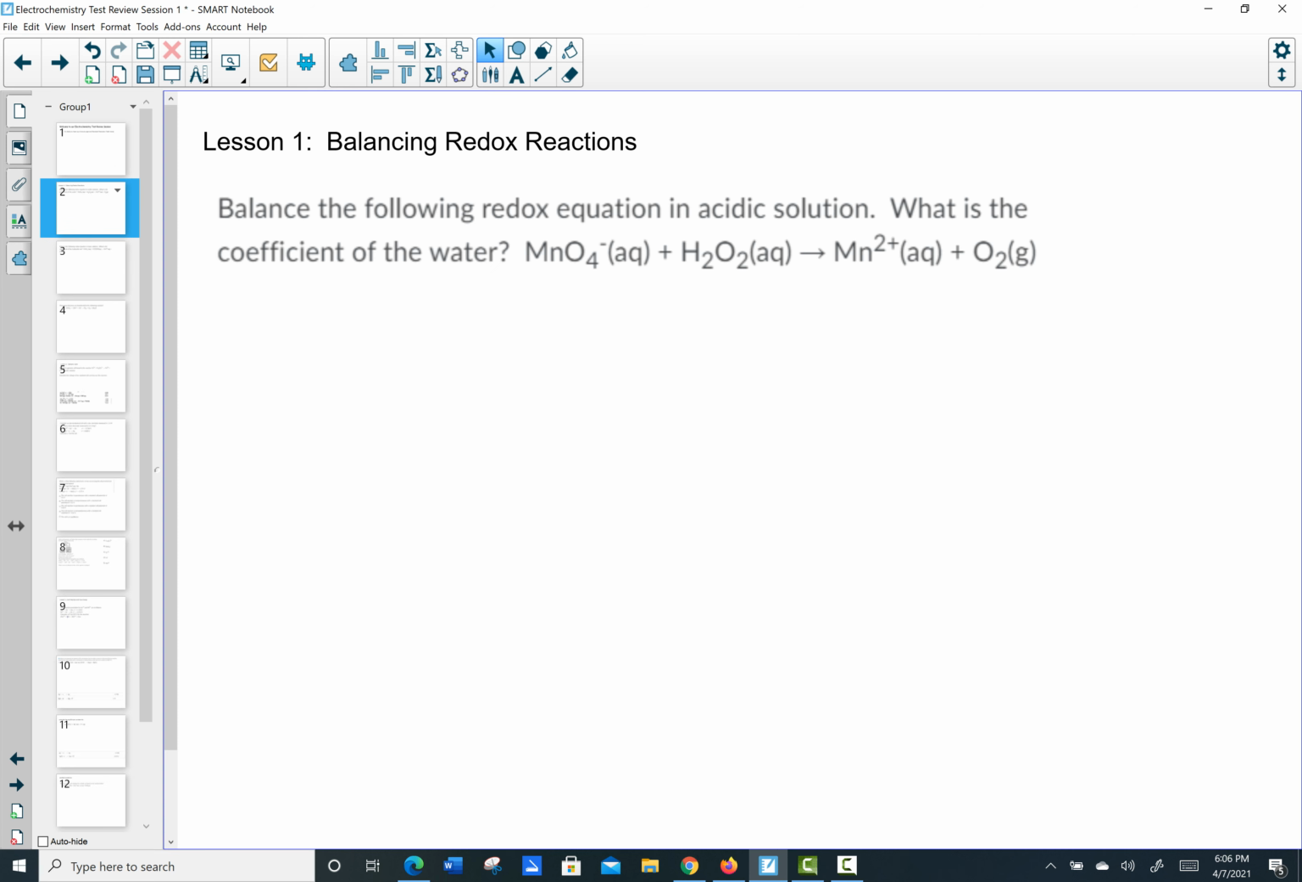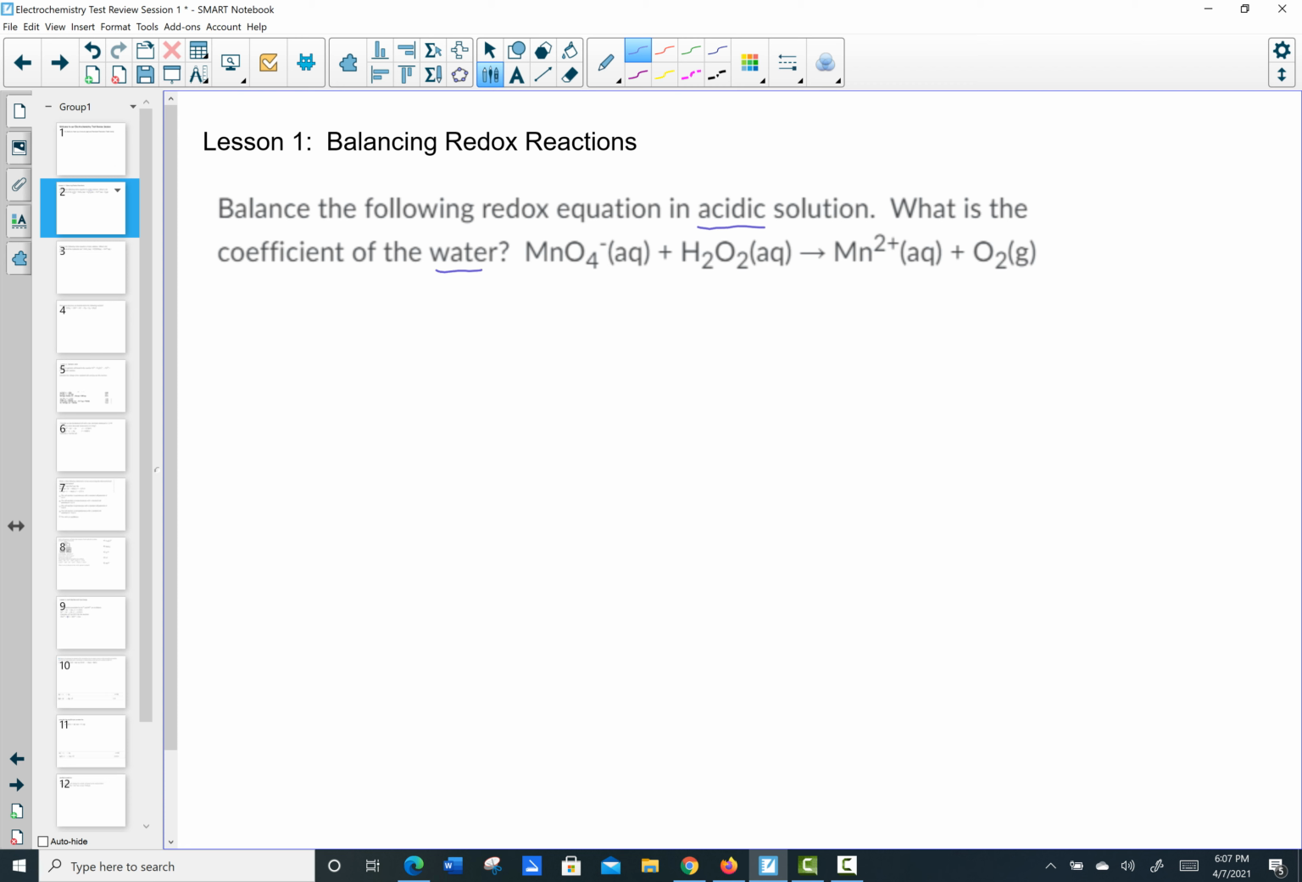In the first category of problems, we began our lessons learning about balancing redox reactions, assigning oxidation numbers, figuring out what is oxidized and reduced, and then applying that into complex redox reactions. Here's a sample question about balancing. It reads, balance the following redox equation in acidic solution. So here I can see an important word clue: balancing in an acid solution. What will be the coefficient in front of water?